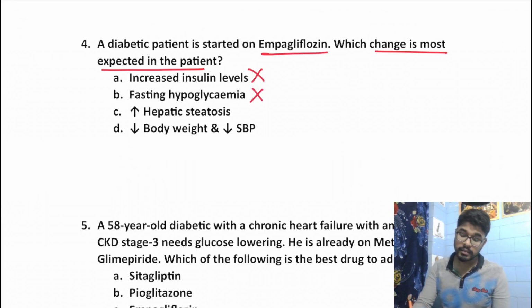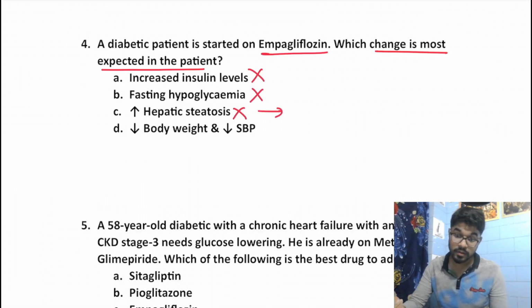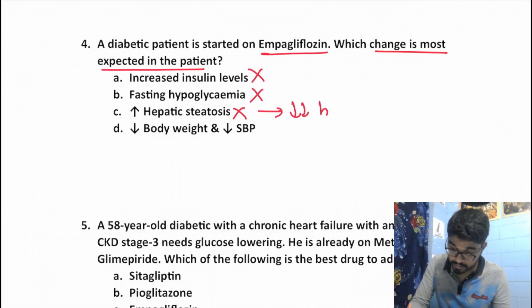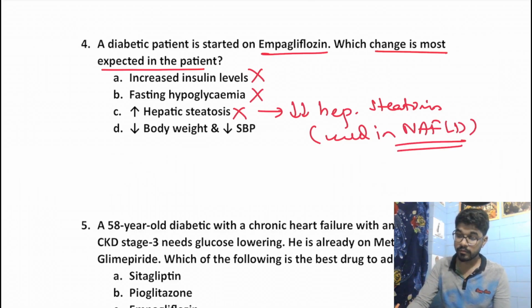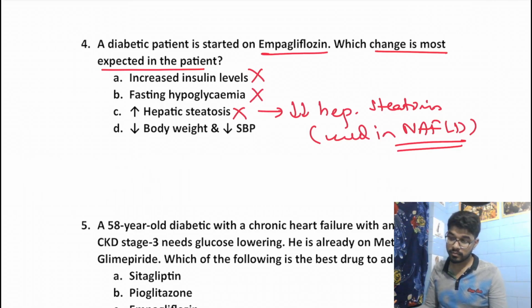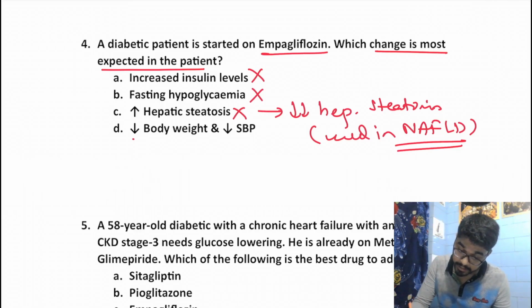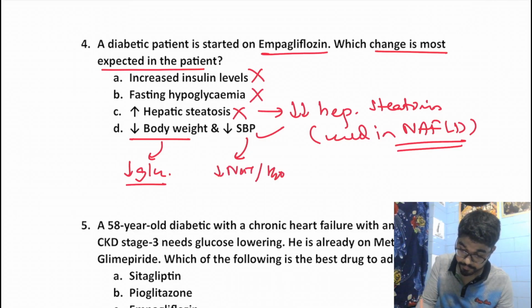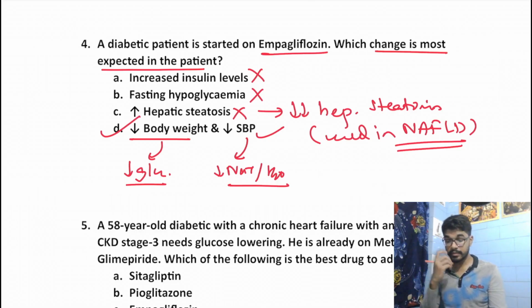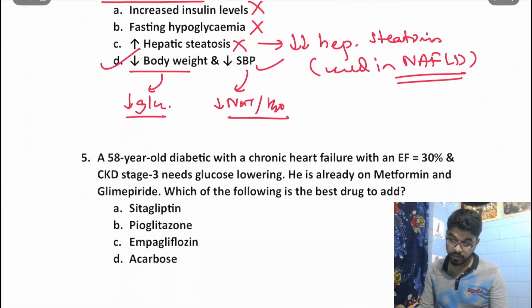Okay. Increased hepatic steatosis. That's a false statement because SGLT2 inhibitors decrease hepatic steatosis, right? That's why they might play some role in NAFLD associated with diabetes. Decreased body weight and SBP, yes, that's a true statement. Decrease in body weight is due to glycosuria and decrease in SBP is due to natriuresis. Okay, so D should be the correct statement. Okay. Moving on to the next question.